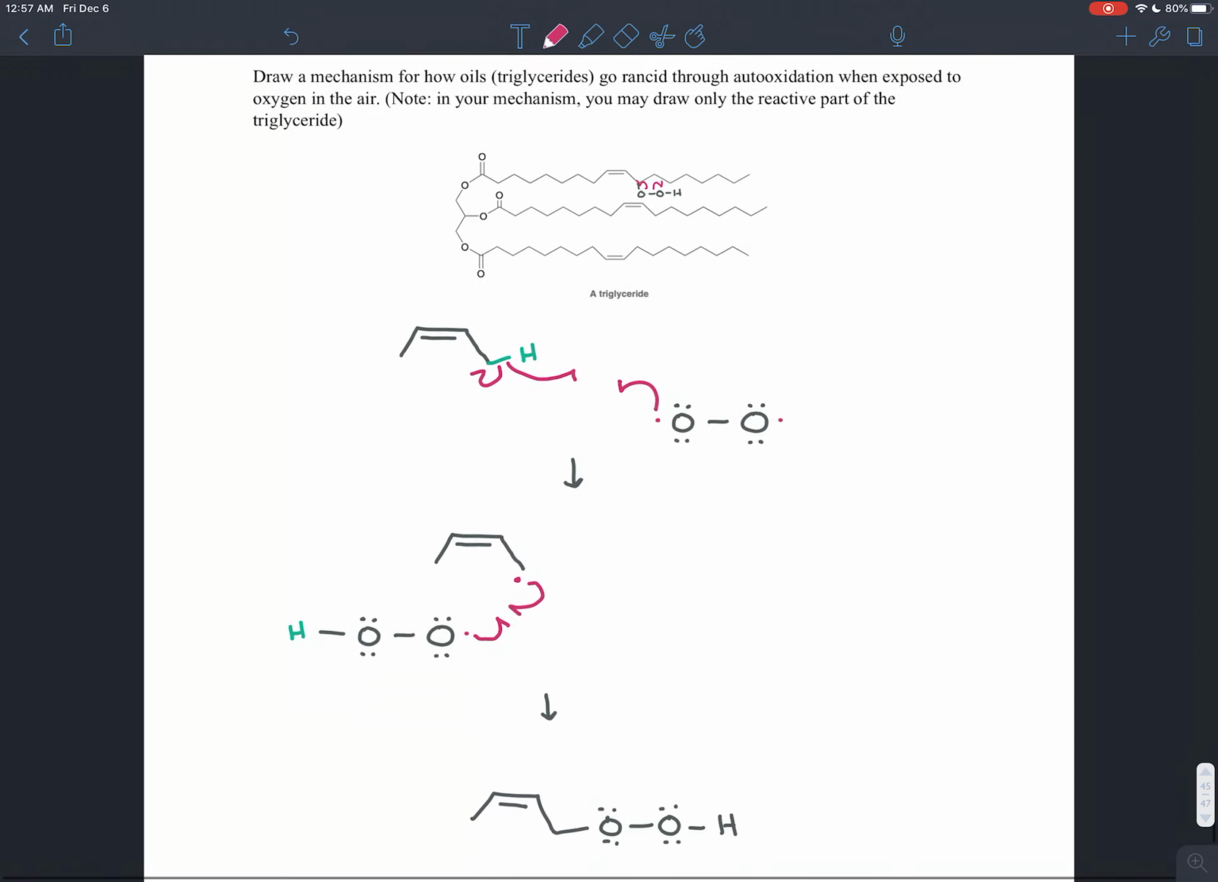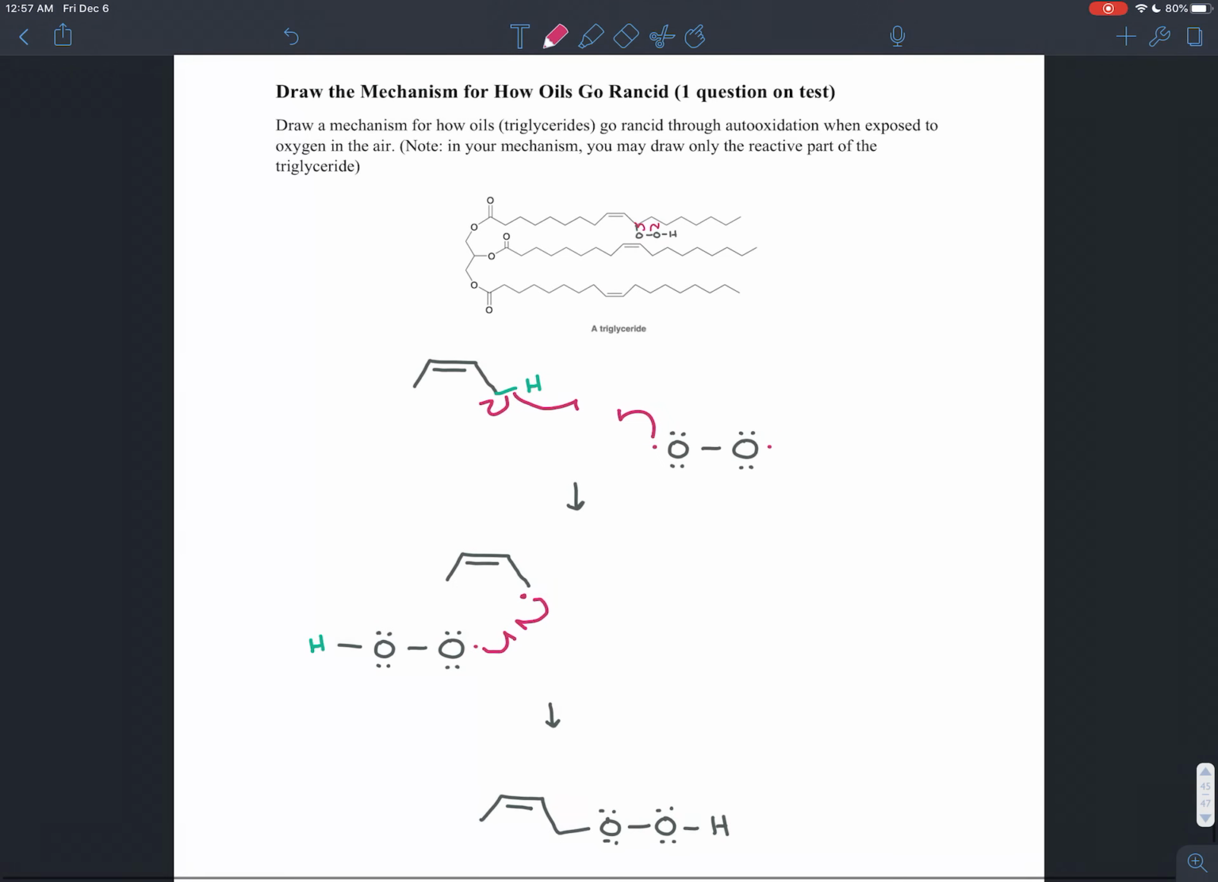And so that's how oils go rancid. They become peroxides. The oxygen in the air steals a hydrogen from the allylic position on one of these hydrocarbon tails. It creates two radicals. One is the allylic stabilized radical, the radical stabilized through resonance. Those radicals pair up and give you the peroxide. And the peroxide can heat up in your body, break apart to give two radicals in your body.